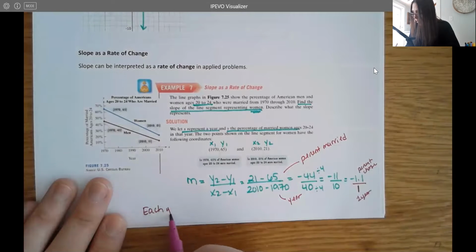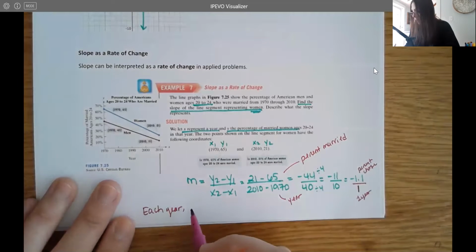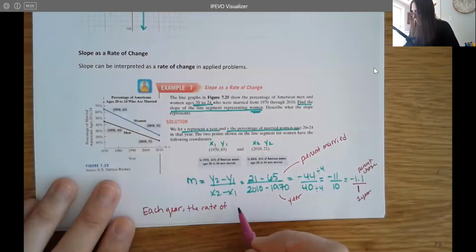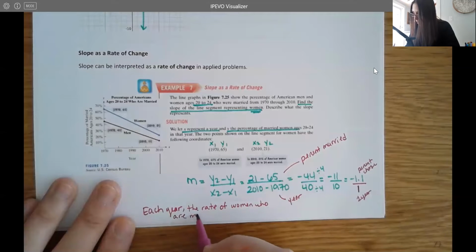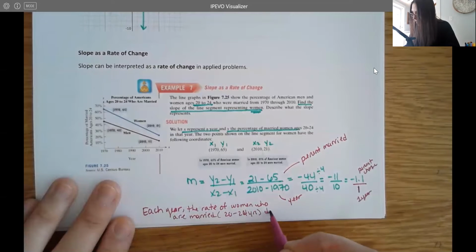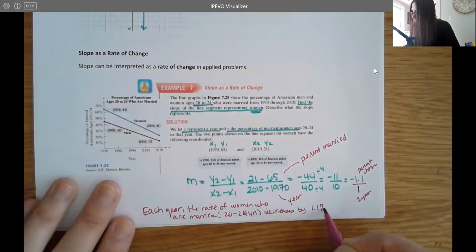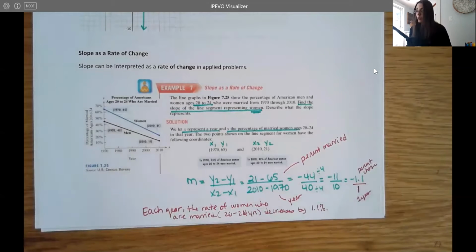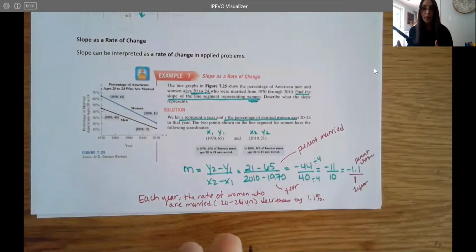each year, the rate of women who are married, and again, this is from ages 20 to 24, decreases by 1.1%. Or you could say changes by negative 1.1% as well.